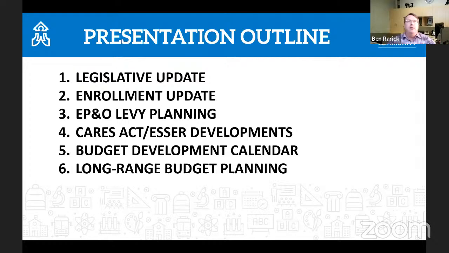Here are at least 6 topics that I wanted to cover today. I'll give you the best legislative update I can, although they just released their budgets, I believe yesterday morning, both Senate and House materials became available. So that's an emerging situation. We'll look at enrollment. We'll talk a little bit about our EP&O levy. We'll talk about status with the CARES Act. And then take a look at the budget development calendar and a list of what I'm calling longer range budget planning considerations.